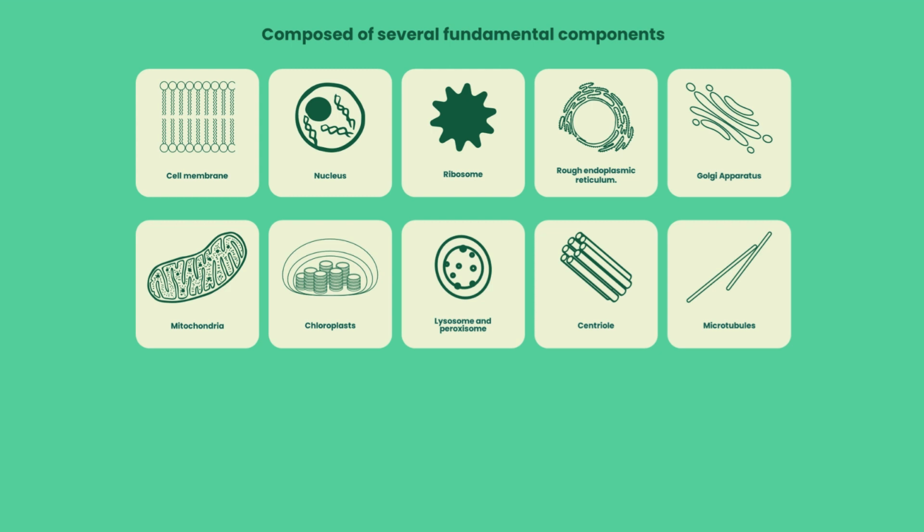Since cells can acquire specific functions and carry out various tasks within the organism, they consist of multiple types of organelles to support the system function. The organelles are nucleus, rough endoplasmic reticulum, Golgi apparatus, mitochondria, chloroplast, lysosome, peroxisome, centriole, and microtubule.